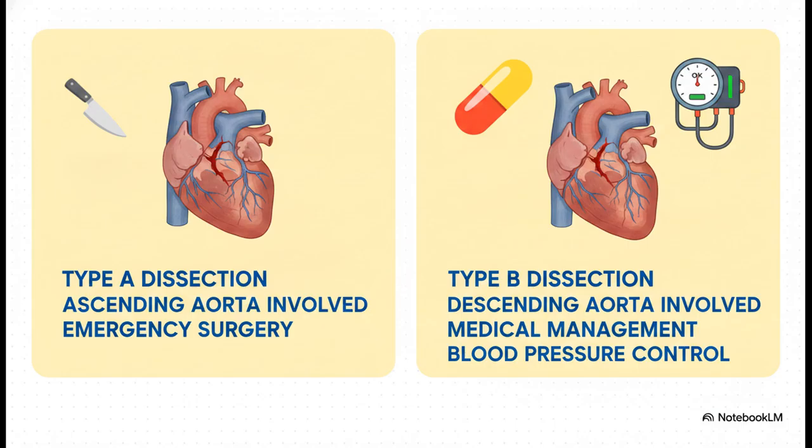Management then comes down to the anatomy. Type A involves the ascending aorta and carries some really severe complication risks, like acute aortic regurgitation, cardiac tamponade, and MI. Because of this, type A requires an emergency surgical repair. On the other hand, an uncomplicated type B dissection is confined to the descending aorta, and we typically manage those medically with strict blood pressure control.